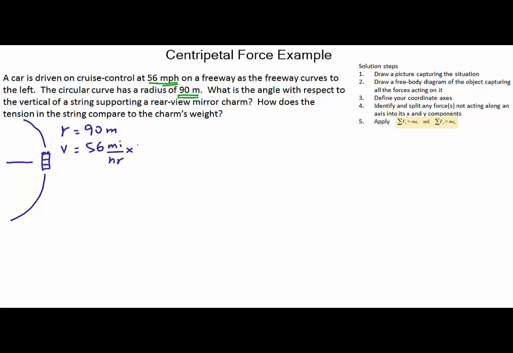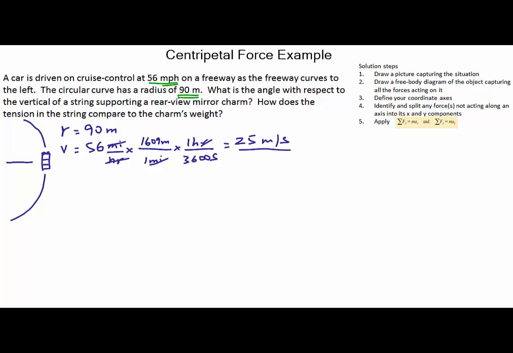I need to convert this to meters per second, so I'm going to go ahead and make that conversion right now. I've got 1 mile over here, 1609 meters, 1 hour over here, 3,600 seconds. When you solve for that, the miles cancel, the hour cancels, and you'll get 25 meters per second. Okay, so that's what's happening with the car.